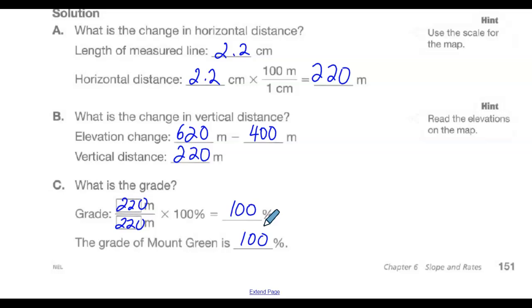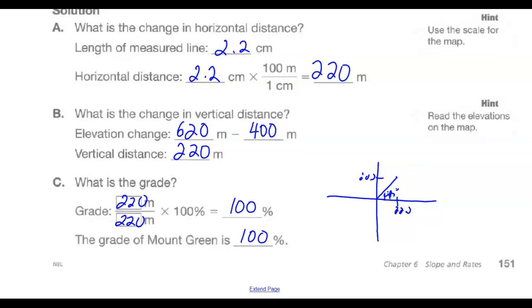That means basically, if you were to graph something on a coordinate grid, these distances are the same. So this is 220, this is 220, and that would get you to the mountain. So it's basically a 45-degree angle, if you're thinking about what that slope looks like. So don't think 100% means it's entirely vertical. It's not. Remember, entirely vertical is undefined slope.